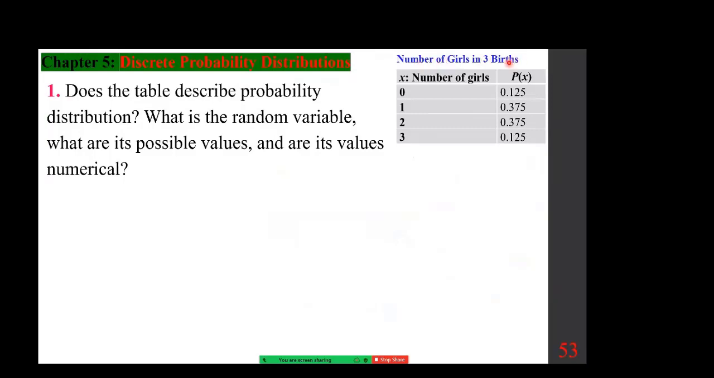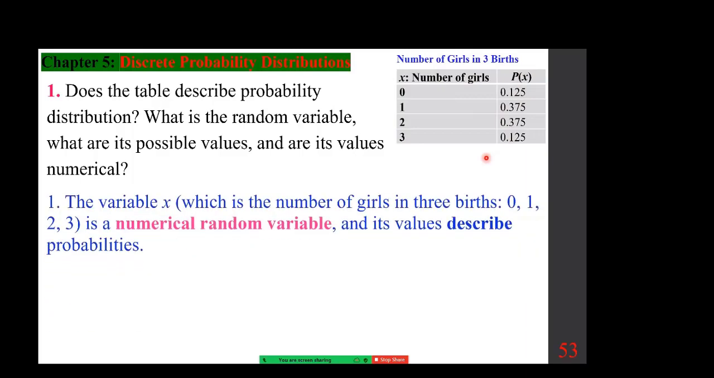Number of girls in 3 births. X represents the number of girls: 0, 1, 2, 3. And P of X is the probability of each case. So therefore, this is known as a probability distribution table or discrete probability distribution table. Number 1, the variable X, which is the number of girls in 3 births, 0, 1, 2, 3, is a numerical random variable, and its values describe probabilities.